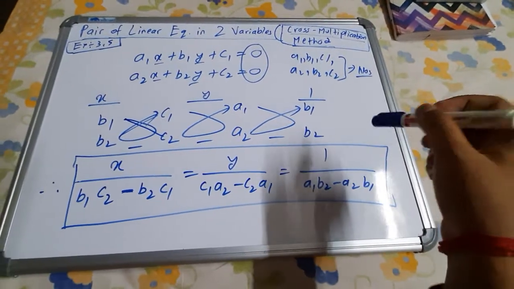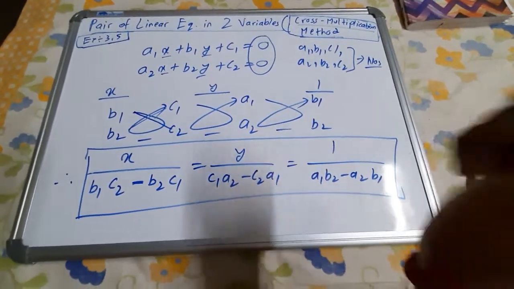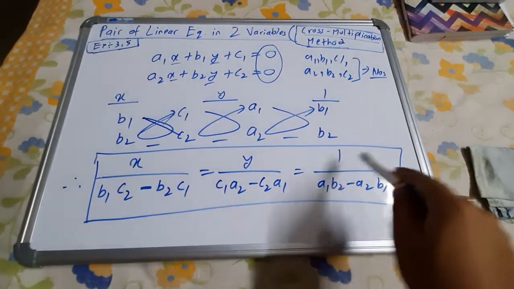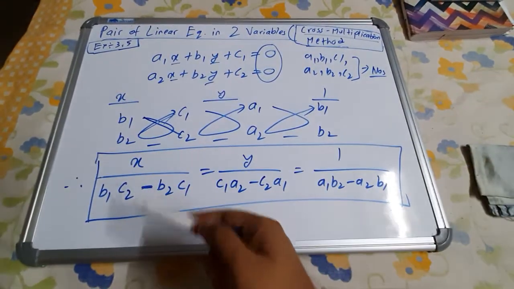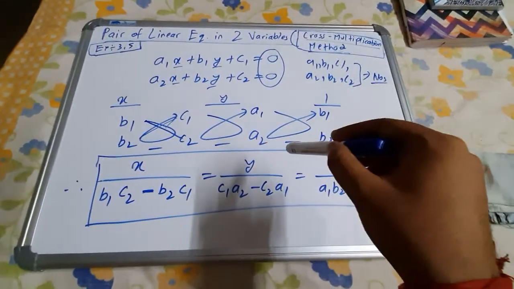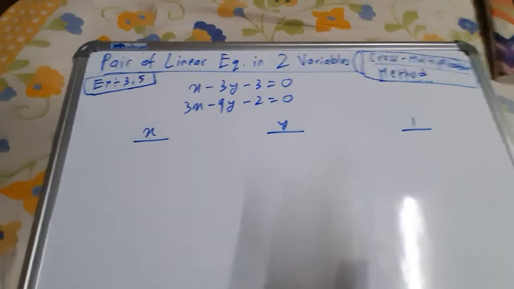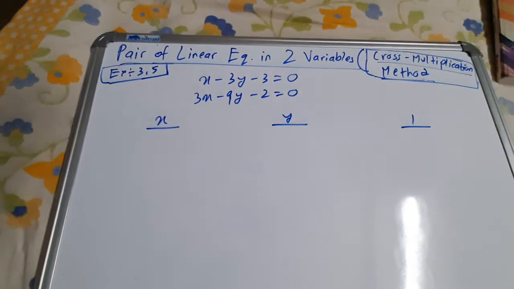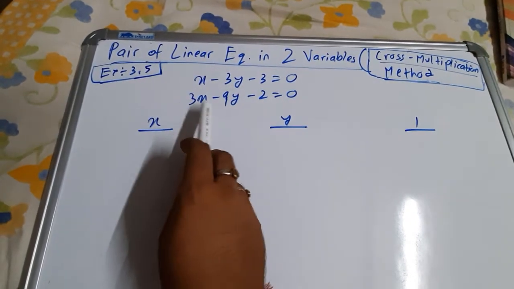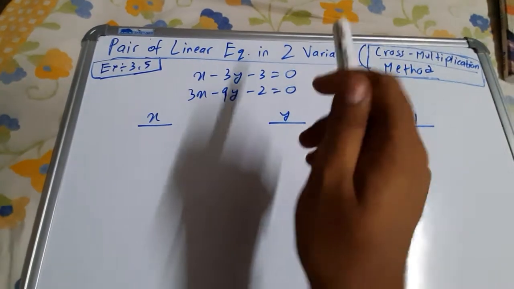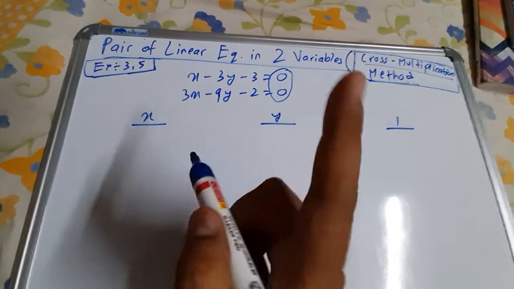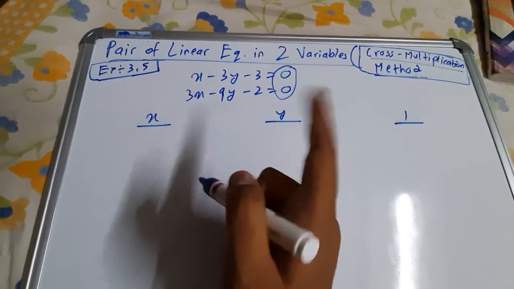Now to solve this, we need to take a real life example. To solve, we first take x equal to this one to find x, then y equal to this one to find y. Let me copy one question and explain it. I have written the whole thing in this format. The equation is x minus 3y minus 3 equal to 0, 3x minus 9y minus 2 equal to 0. The right hand side must be equal to 0, and I have maintained that. You also have to maintain that, or else the answer will be wrong.